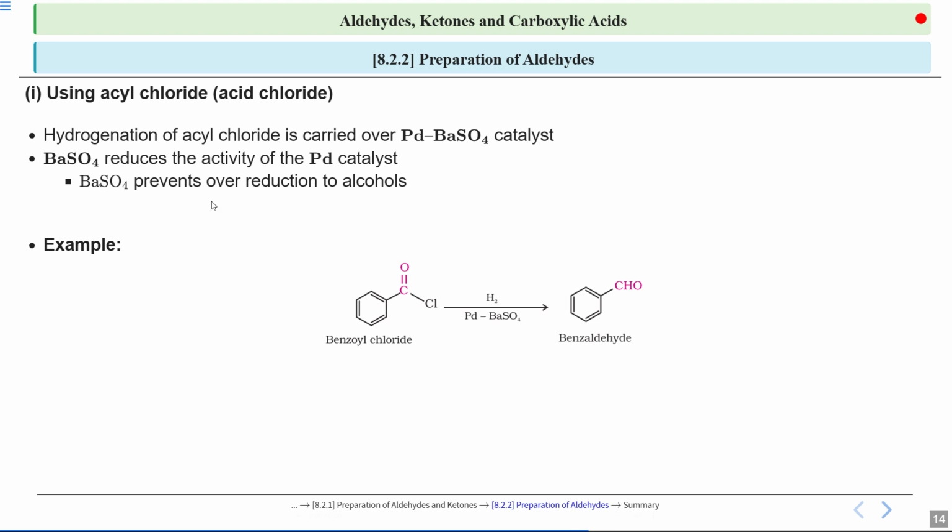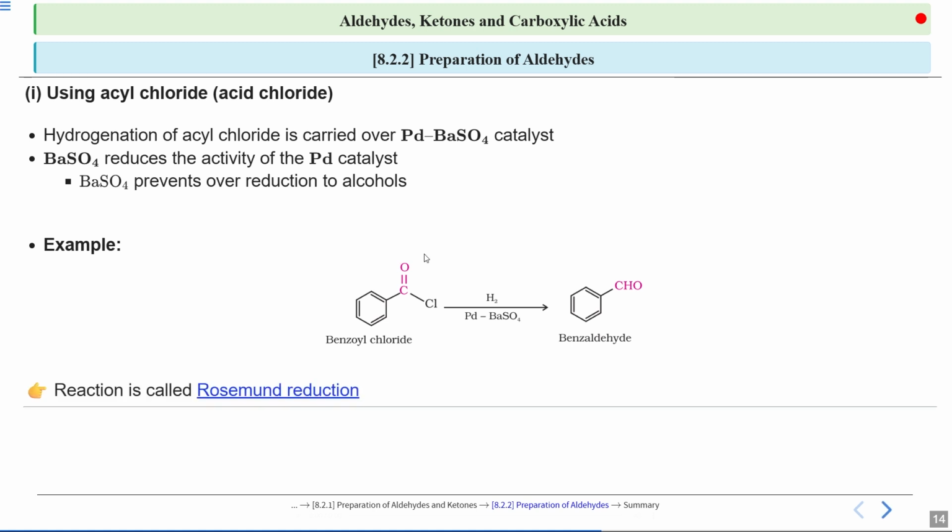If you look at this example, this is a reaction using acyl chloride. So this is benzoyl chloride. When you do the hydrogenation, which is carried out over palladium BaSO4 catalyst, then you get an aldehyde. So this benzoyl chloride is converted into aldehyde.